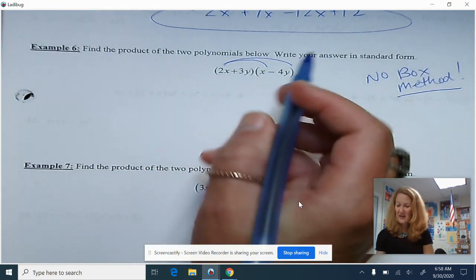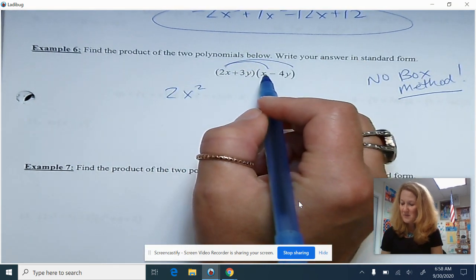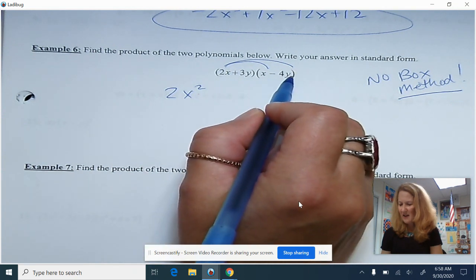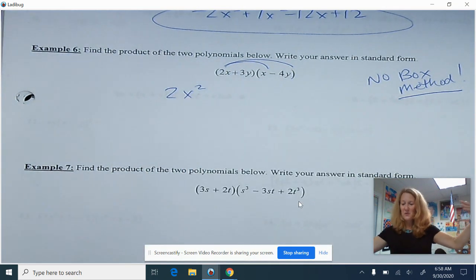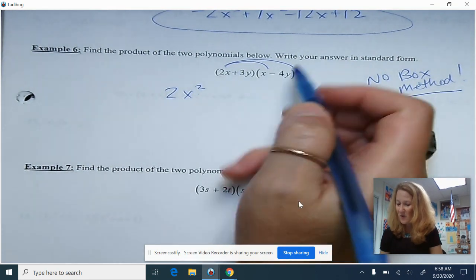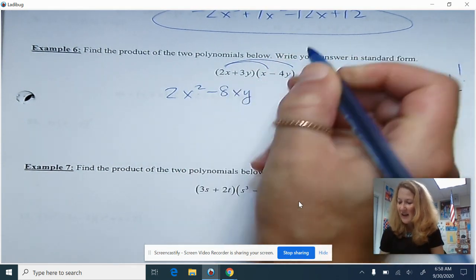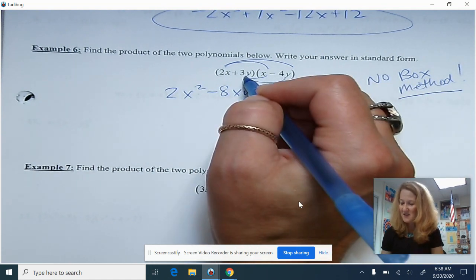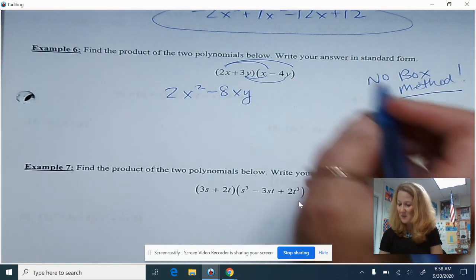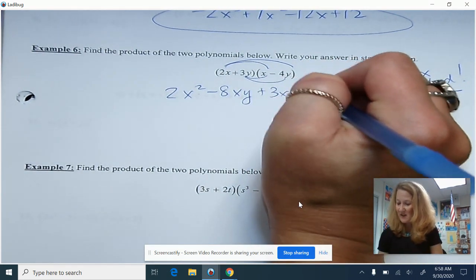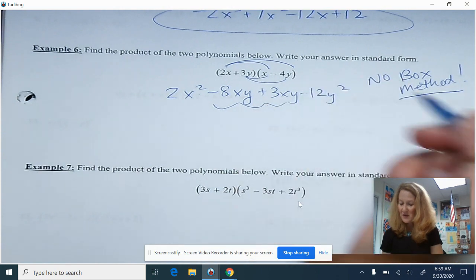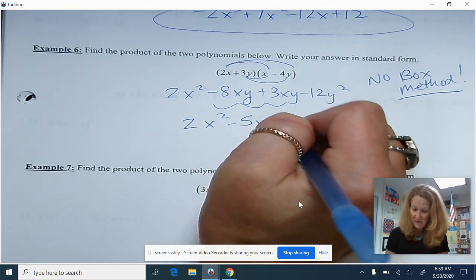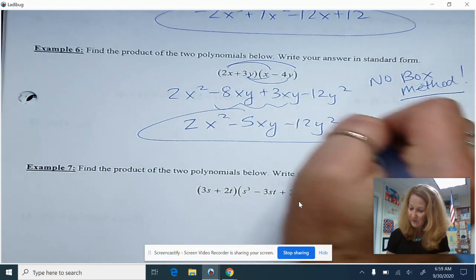So I'm going to do 2x times x to get 2x squared, first times first. Then first times last, or outer, the two furthest away from one another. So 2x times negative 4y is negative 8xy. And then the inner is distributing the 3y to the x, and then the last is the 3y to the negative 4y. So I'm going to get plus 3xy minus 12y squared. These two can be combined, so I'm going to go ahead and do that. So I have 2x squared minus 5xy minus 12y squared.